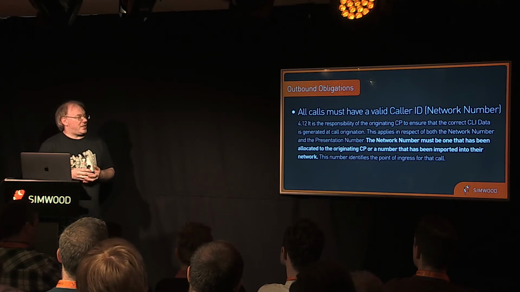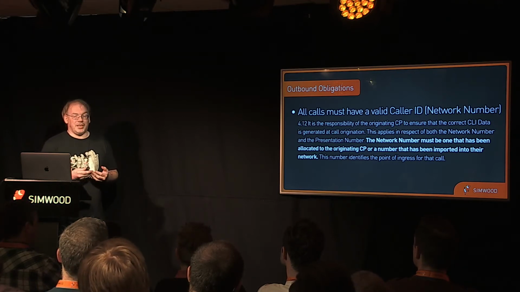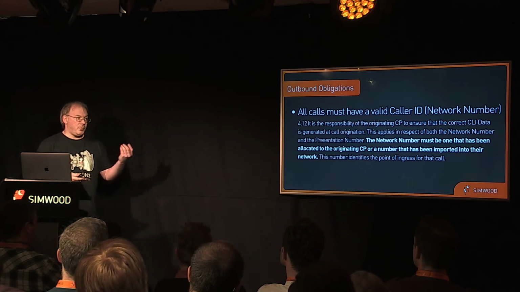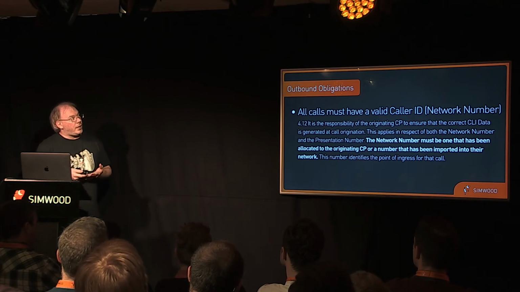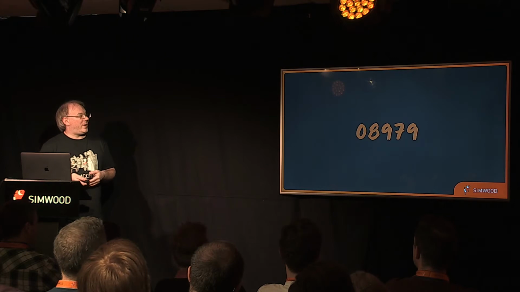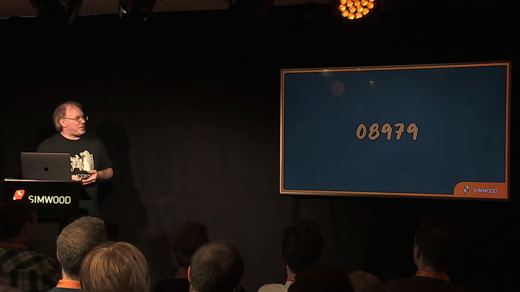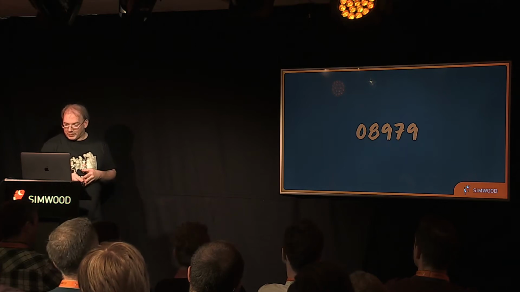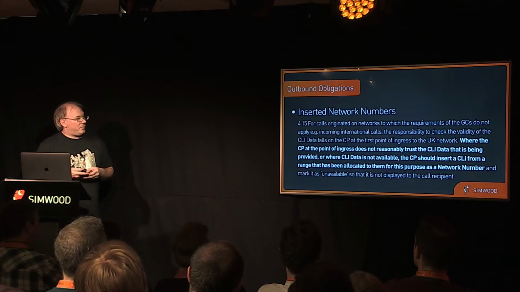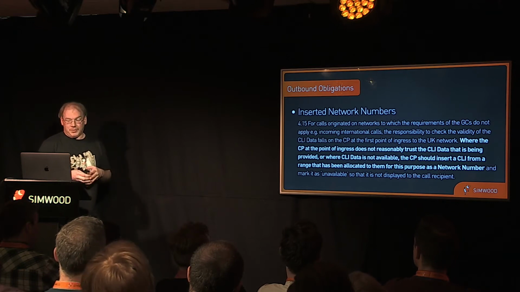So the whole point of this is that this absolutely identifies where a call came in. If it's got a SimWood network number, that call came from SimWood, because of course people couldn't possibly spoof it. And to this end, Ofcom came up with this wonderful range of 08979, which bears a remarkable resemblance to a premium rate service, but never mind. So, these are for inserted network numbers.